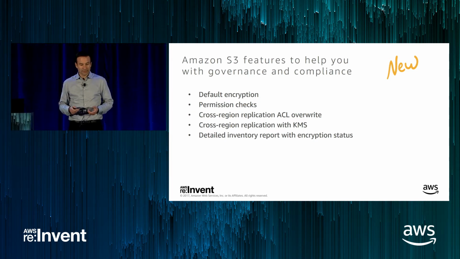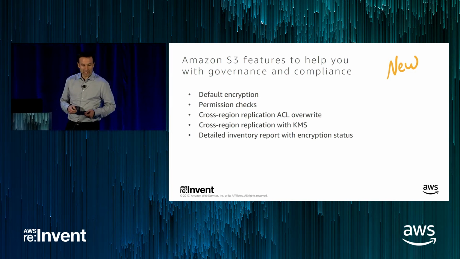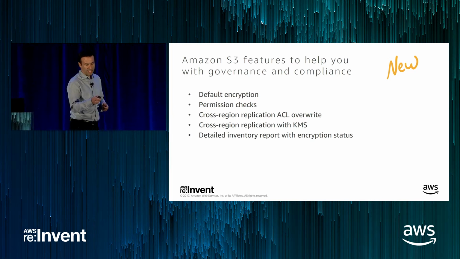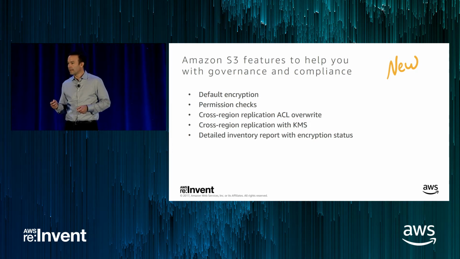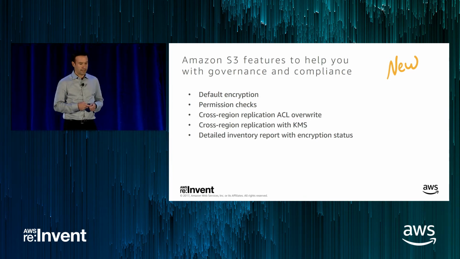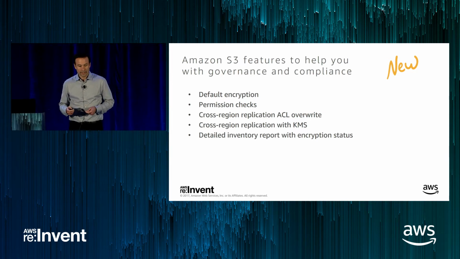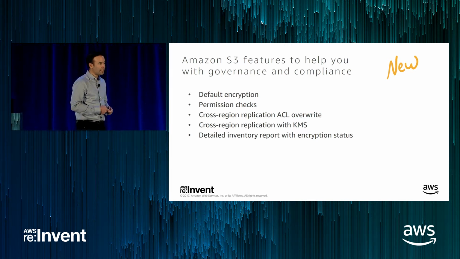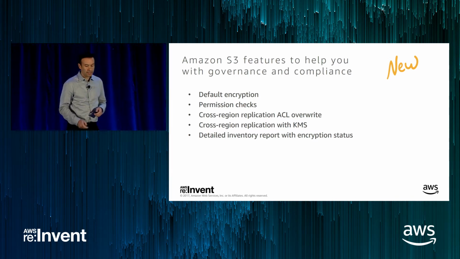And this is things like default encryption. Now you can actually mandate that all objects in a bucket must be stored encrypted. You've got permission checks, and we'll actually look at the screenshot. So now I can go in and I can see within the S3 console if I have buckets that are world readable or writable. Cross-region replication, ACL overwrites. Things like replication with KMS. And then a detailed inventory report with encryption status that we'll dig into a little bit as well here.